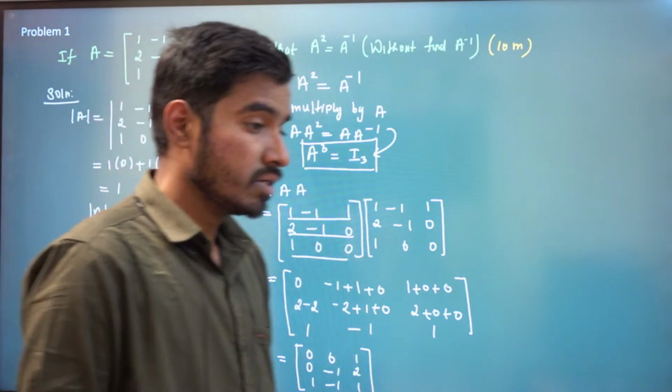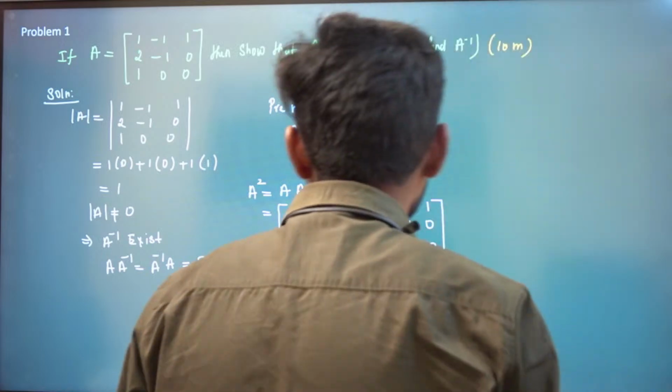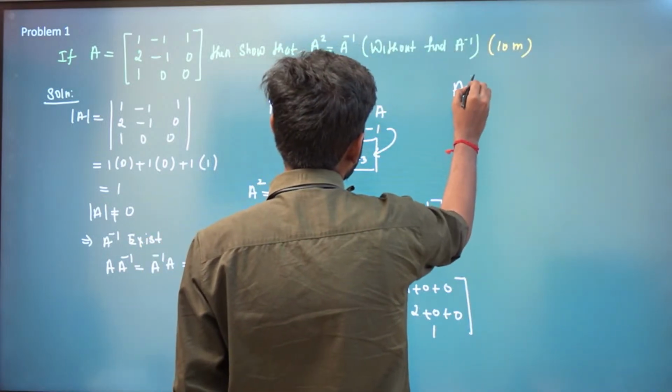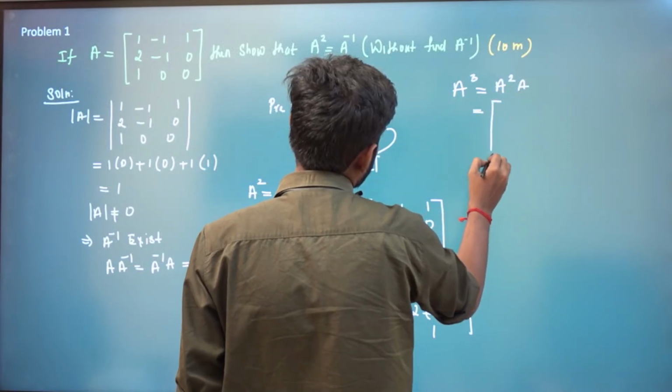0 0 1, 0 minus 1 2, 1 minus 1 1. So this is our A square matrix. Now we'll do A cube. That means A square into A. So what is A square?